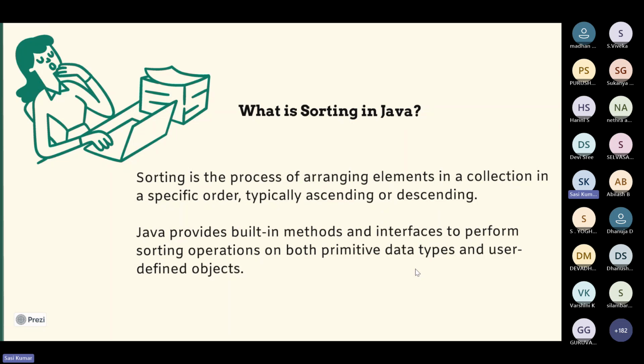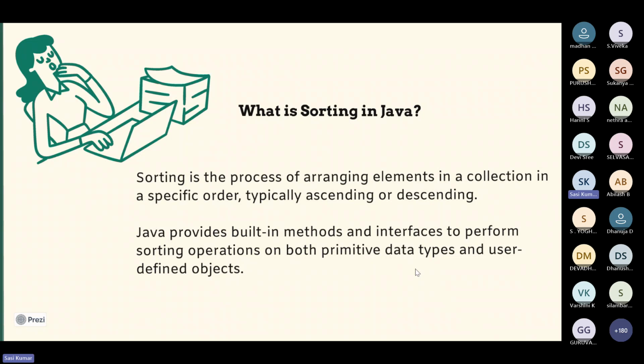Say for example, you have a few integer objects in an array. An array is used to store a collection of objects. If you have a group of objects in an array and you want to sort it in ascending or descending order, the process of arranging the elements in a specific order is called sorting.